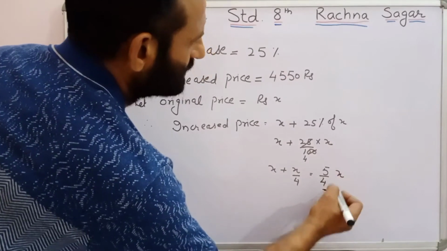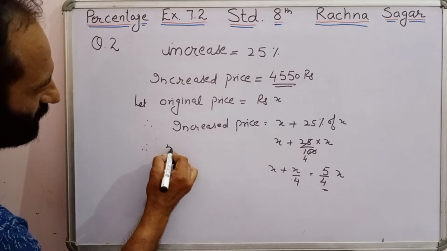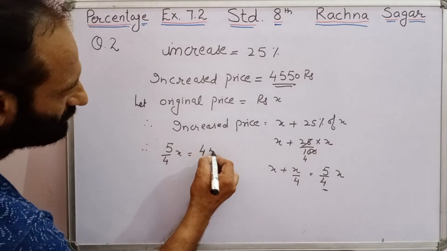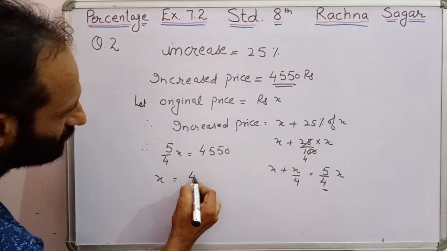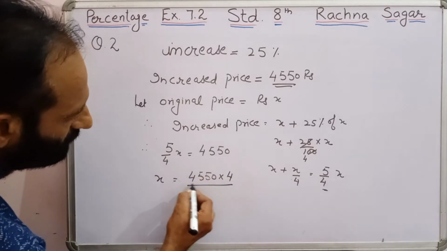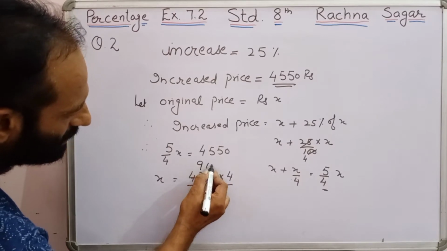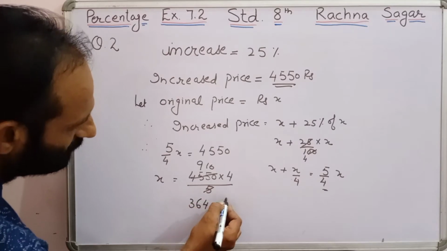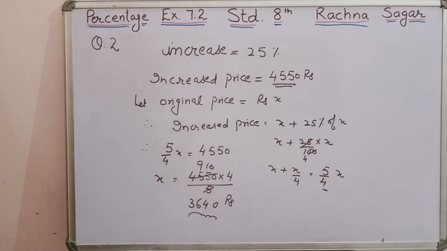Now the increased price is given 4550, therefore 5 by 4X is equal to 4550, and we get X is equal to 4550 multiplied by 4 over 5, that is 3640 rupees. Therefore, the original price of the wristwatch is 3640.